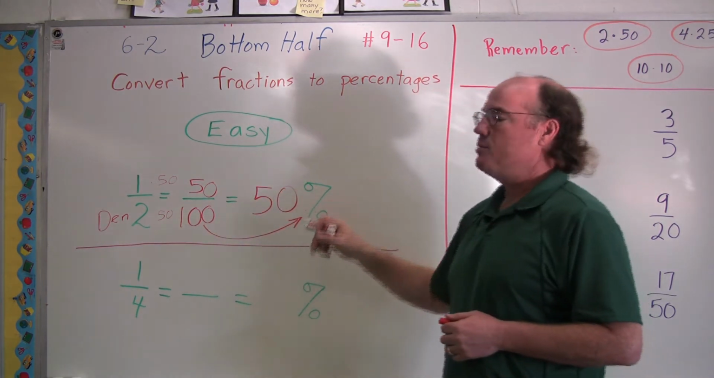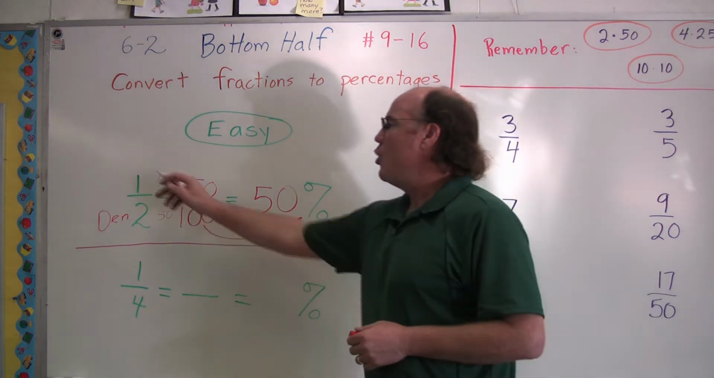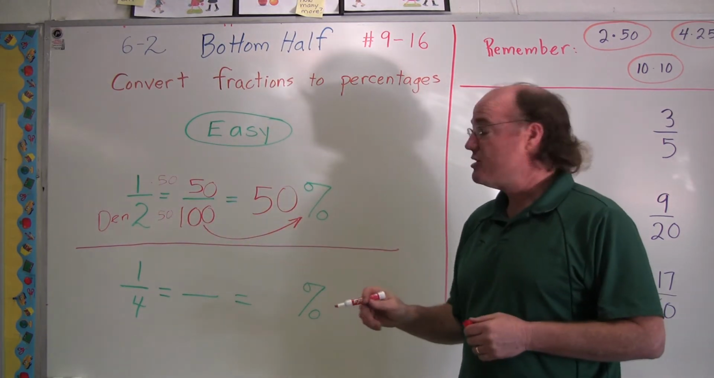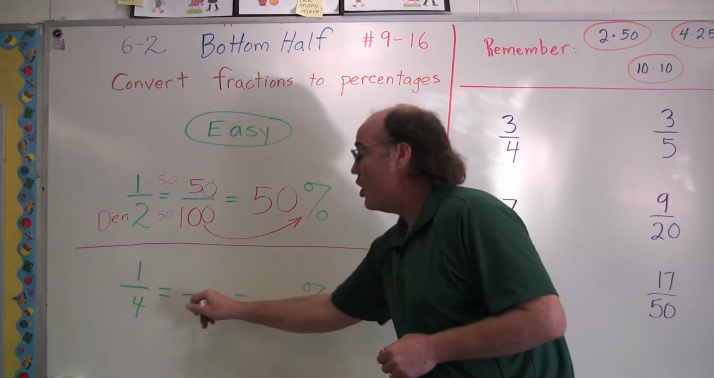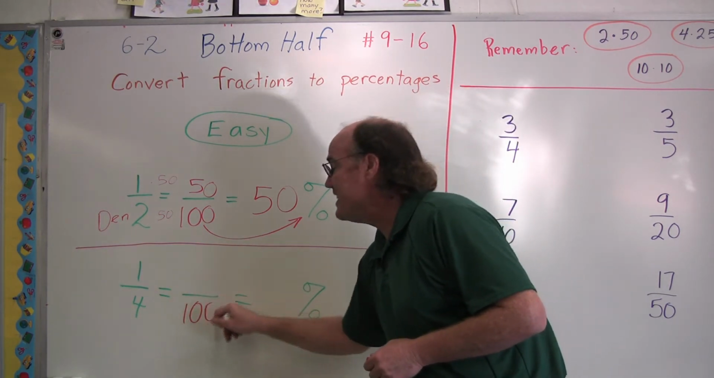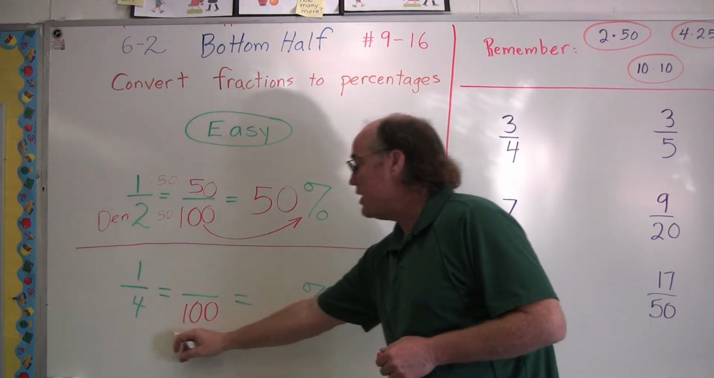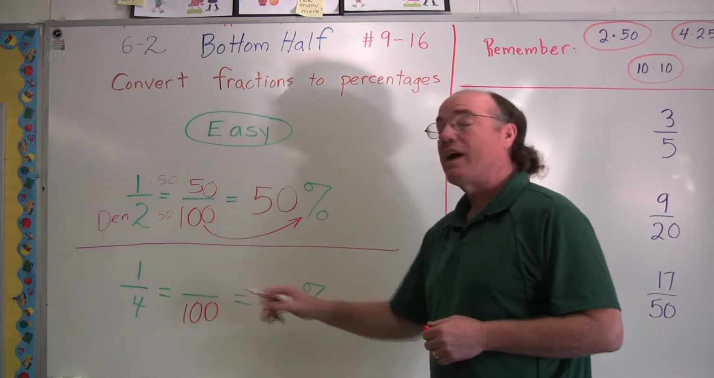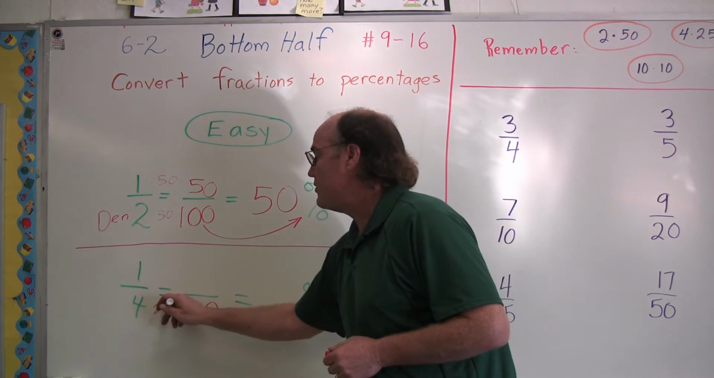1/2 is 50%. And if you know coins and dollars very, very well, $1/2 is 50 cents. Same thing. Now, 1/4. Can 4 go into 100? Yes. So anytime the denominator can go evenly into 100, you put an equal sign and then a fraction bar. Now 4 goes into 100 25 times.